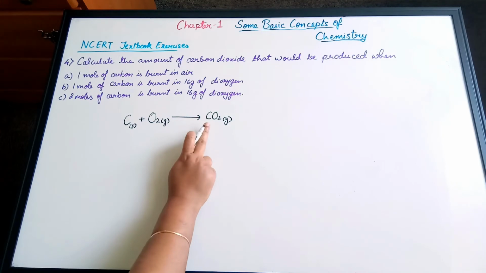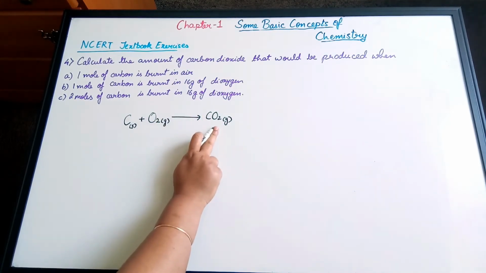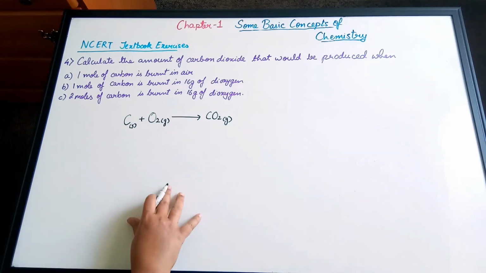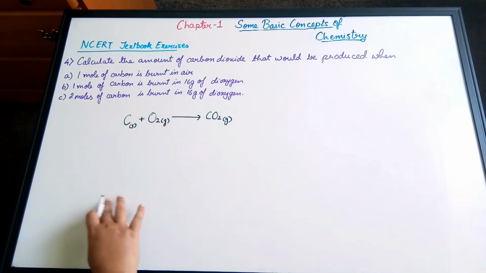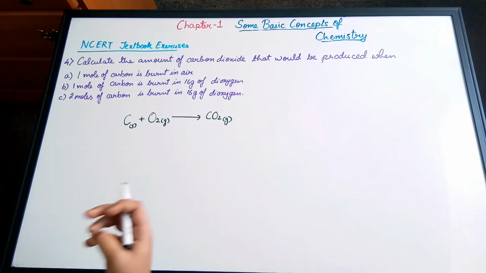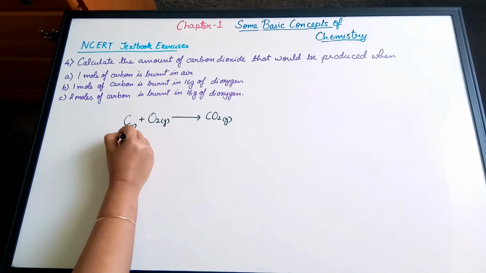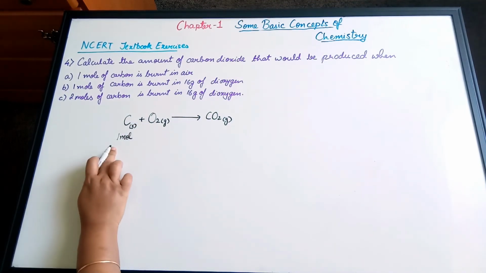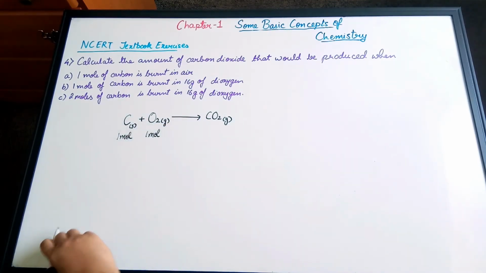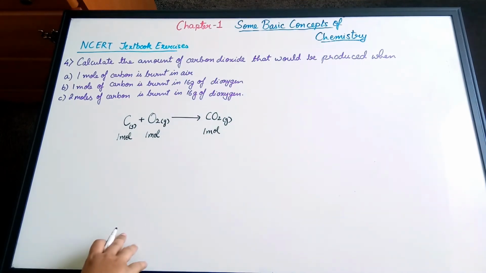First, let's see if this equation is balanced. 1 carbon atom, 1 carbon atom. 2 oxygen atoms, 2 oxygen atoms. So it's a balanced chemical equation. And in a balanced chemical equation, we know you get a lot of information right from the number of moles to the number of molecules and even the masses. So 1 mole of carbon reacts with 1 mole of oxygen to form 1 mole of carbon dioxide.